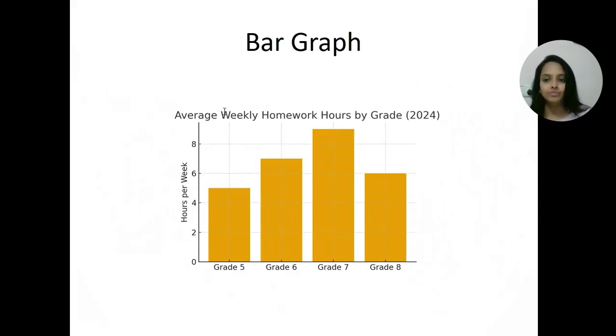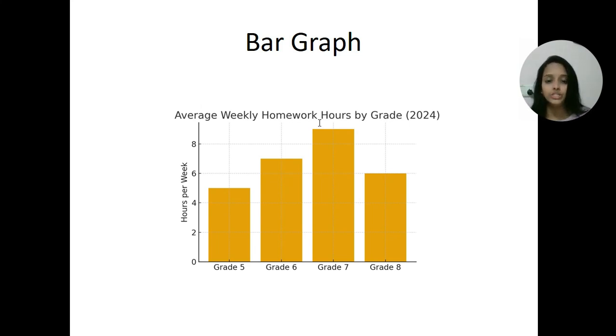Here is the image. So this is an average weekly homework hours by grade. If you see here, we have got four grades, grade 5, grade 6, grade 7, and grade 8, and their homework hours per week. So let's use my 5-step formula for bar graphs.